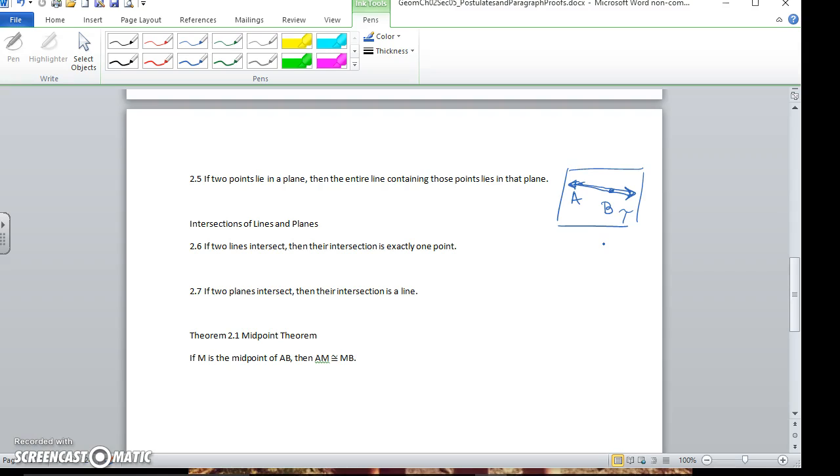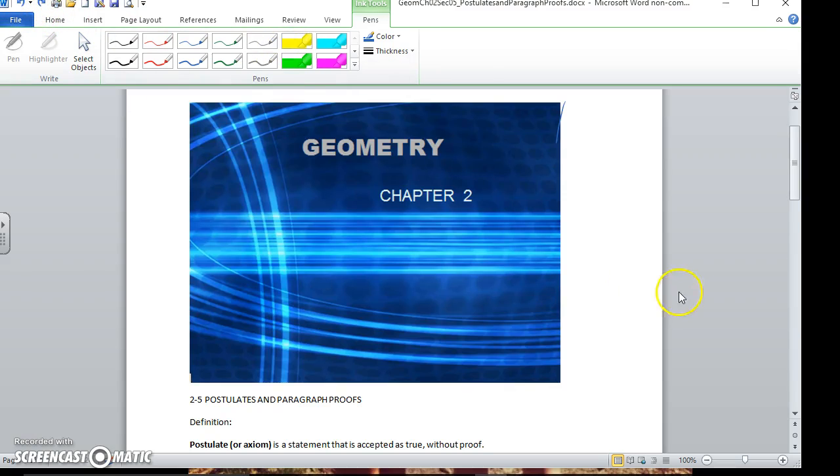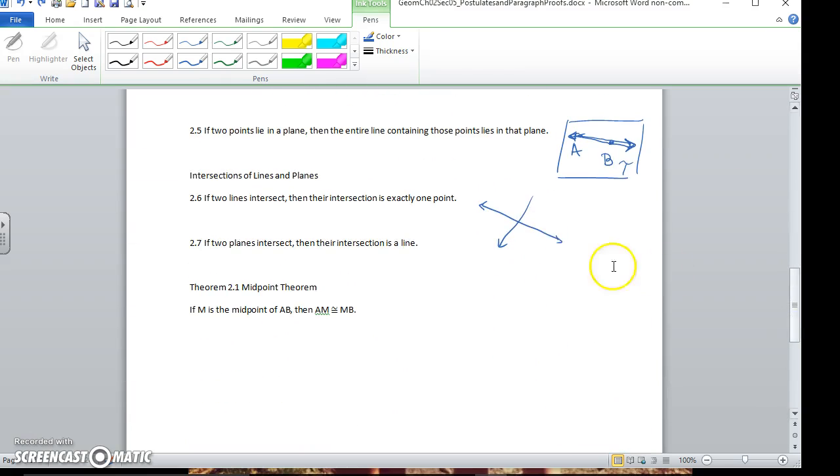All right, intersections of lines and planes. If 2 lines intersect, then their intersection will be exactly 1 point. You cannot have 2 lines intersect in more than just 1 point. Now we know that they can be parallel and never intersect, but if they do intersect, then they will intersect at exactly 1 point. All right, let's get back to that.